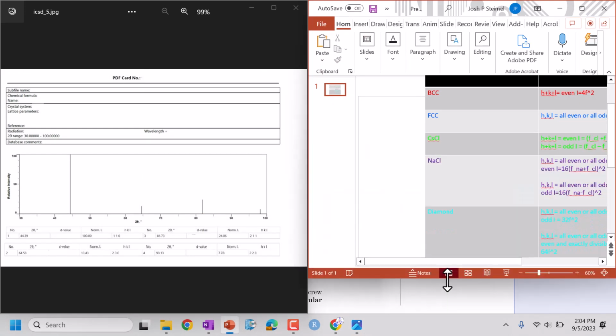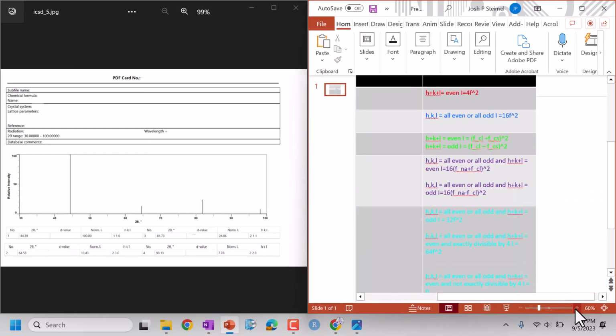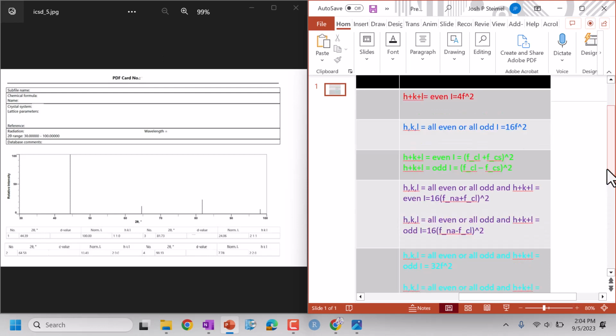So let's go ahead in here, and we're going to focus in. These are my selection rules of the peaks that will appear. The red is BCC. So BCC says that if my H plus K plus L is even, I get an intensity. If they're odd, I don't see anything.